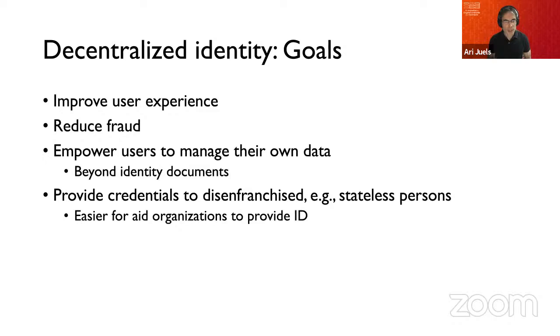Additionally, with decentralized identity systems well in place, it would be possible in principle to issue credentials relatively straightforwardly to disenfranchised persons, stateless persons, refugees, and so on and so forth. Aid organizations could easily issue identity documents.